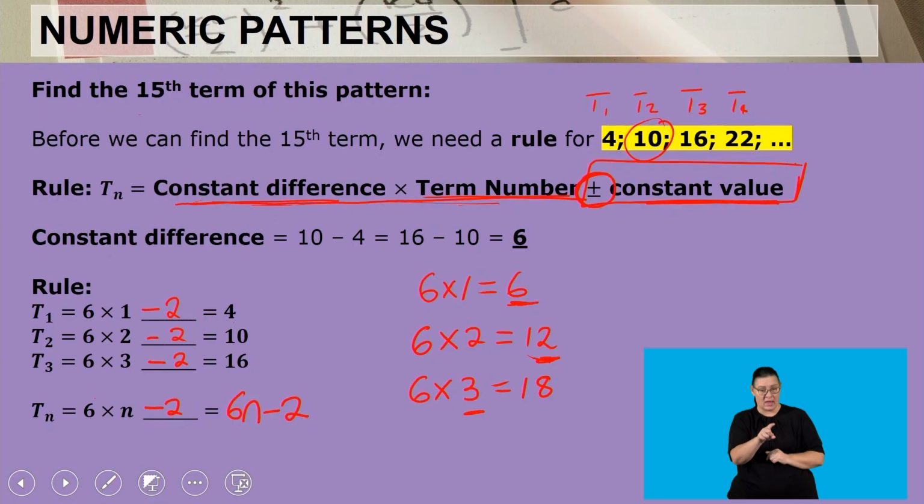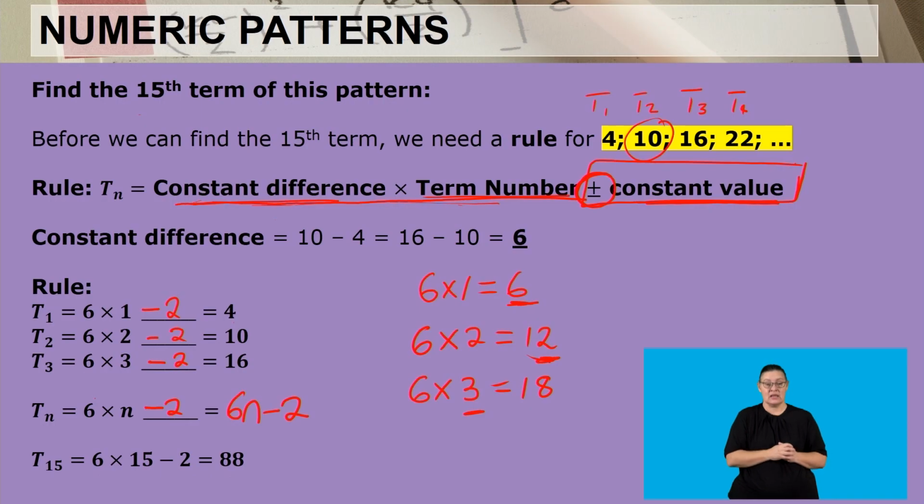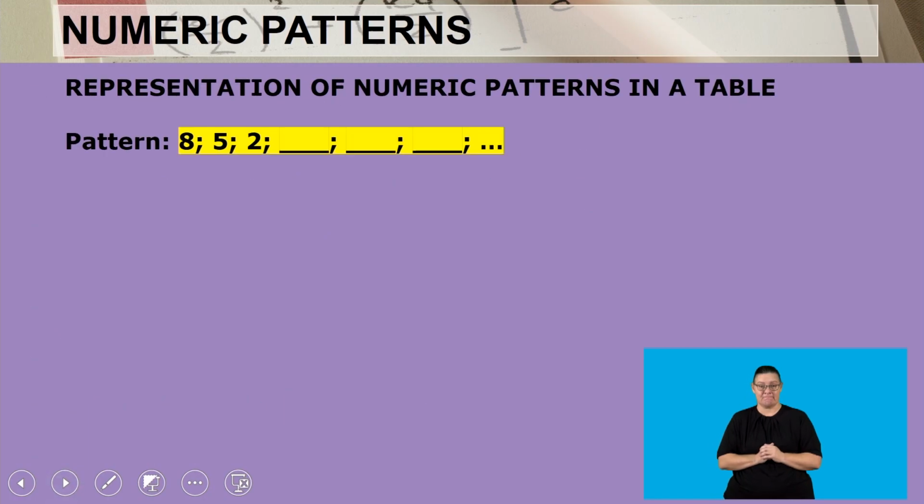So how are we going to find that 15th term? So remember, we are just going to take the constant difference multiplied by the term number, and in this case it is 15, and then we are going to subtract by 2. So we can see there that term 15 is going to be 6 multiplied by 15, and then when we subtract 2, that is going to give us an answer of 88.